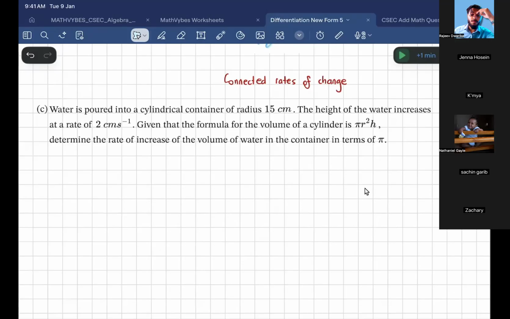Give me a moment. Claude takes a little while, so I'll explain the question and then I will show you all what is actually happening.